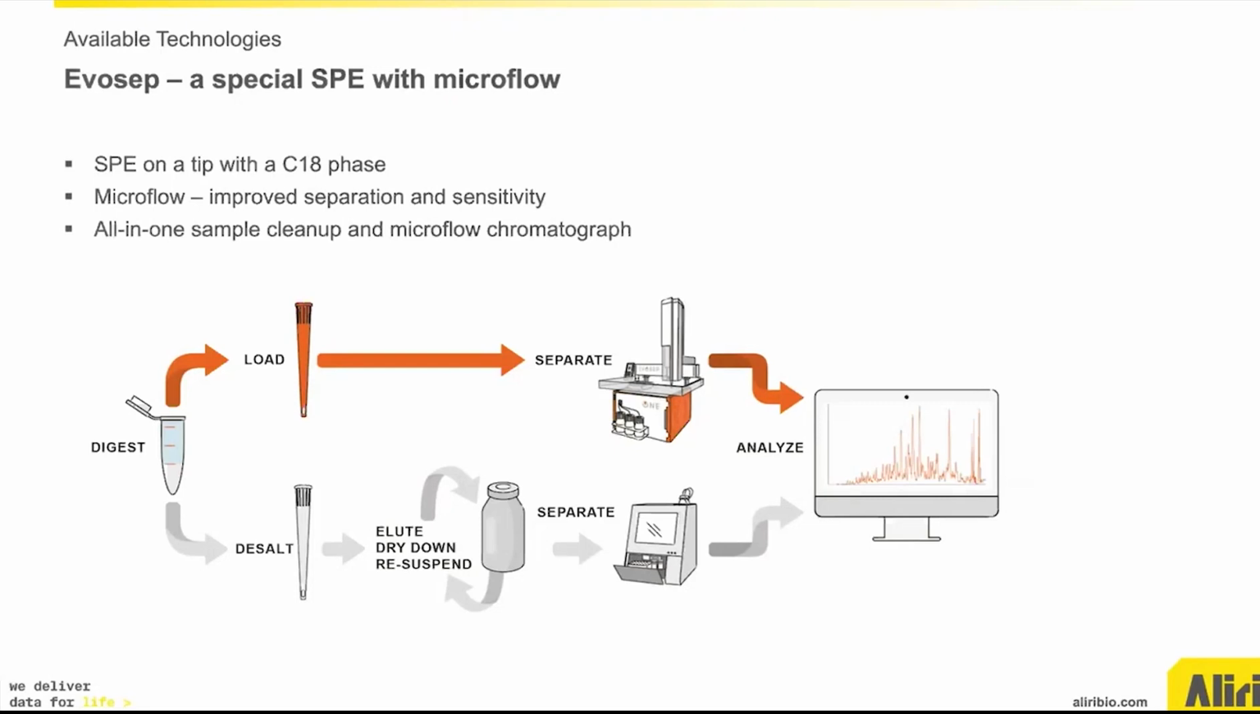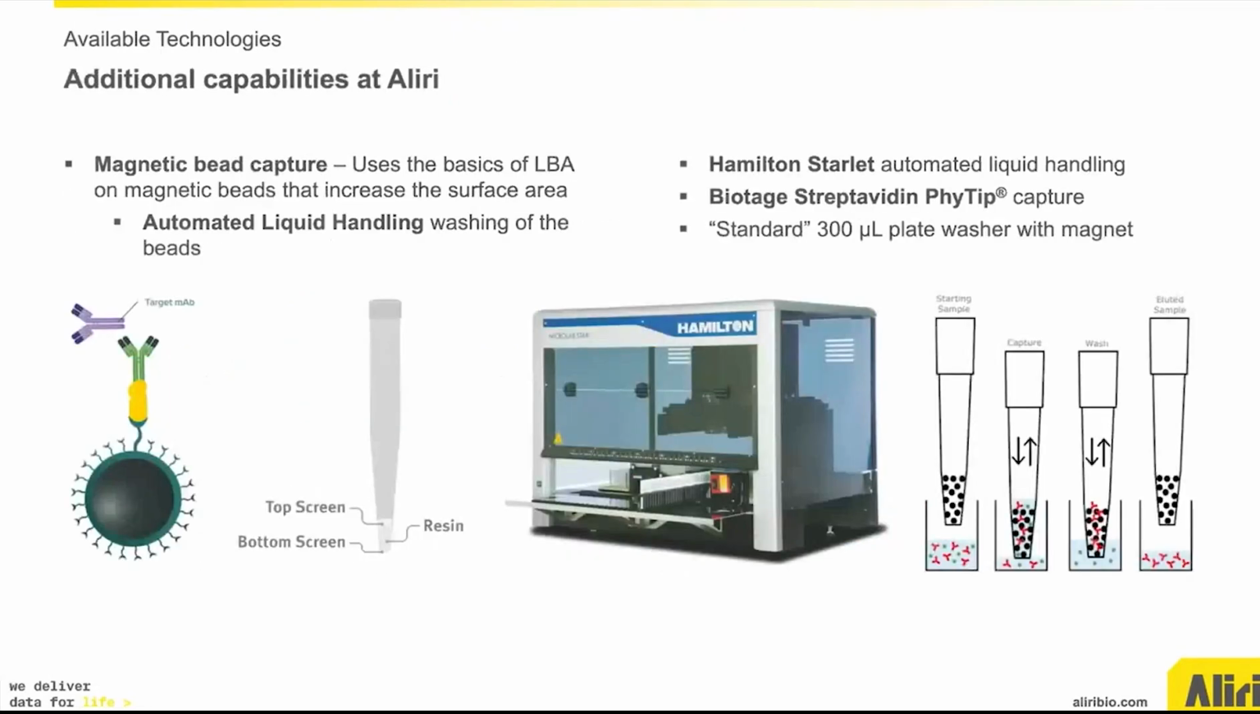In addition to the EvoSep, here at the Colorado Springs site, we use magnetic beads for capture rather regularly. Often that comes in the form of streptavidin magnetic beads. The advantage of a magnetic bead over a traditional LBA where you coat the plate with the antibody is that it increases the surface area that allows you to bind your target.